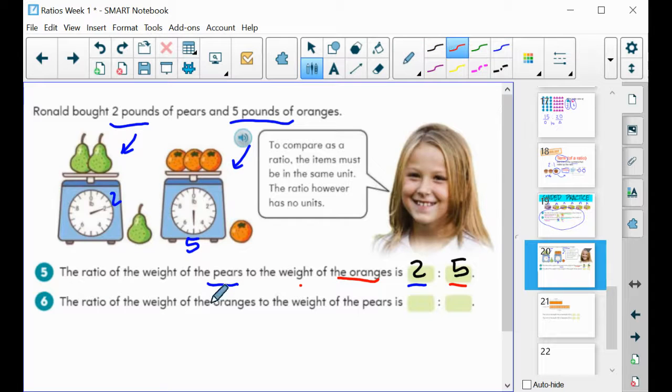We're going to look for our first term. First term down here is oranges. Second term down here is pears. So when I go to write these, I'm going to look for oranges first. Oranges is 5. Pears is 2. The ratio of the weight of the oranges to the weight of the pears is 5 pounds to 2 pounds.